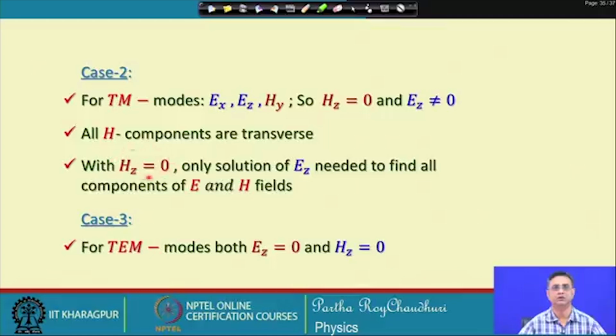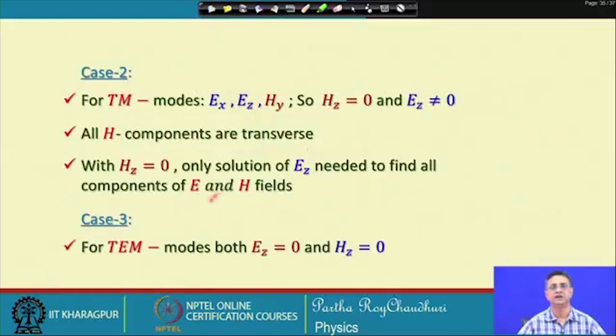Because Hz equal to 0, only the solution of Ez is needed to find all the components of the E and H fields. This is what I have just now explained, that it is only the longitudinal components that can constitute all the transverse components, but in this case your Hz is 0. So, it is only the Ez component of the electric field. If I have the solution for that, this can give me all the transverse components, because in this case the transverse components are only Ex and Ez.